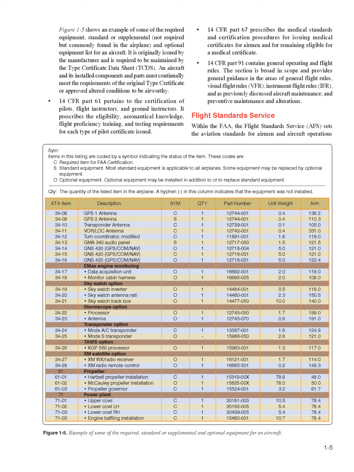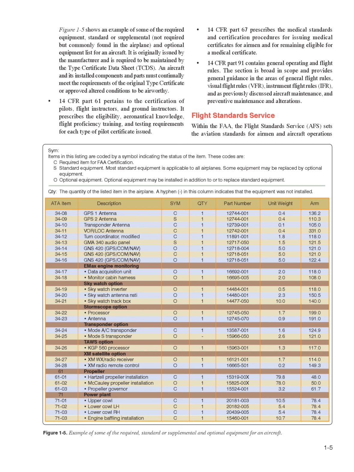ADA item. Description. SIM. QTY. Part number. Unit weight. 34 to 08, 34 to 09, 34 to 10, 34 to 11, 34 to 12, 34 to 13, 34 to 14, 34 to 15, 34 to 16, 34 to 17, 34 to 18, 34 to 19, 34 to 20, 34 to 21, 34 to 22, 34 to 23, 34 to 24, 34 to 25, 34 to 26, 34 to 27, 34 to 28. 61. 61 to 01, 61 to 02, 61 to 03. 71. 71 to 01, 71 to 02, 71 to 03, 71 to 03.